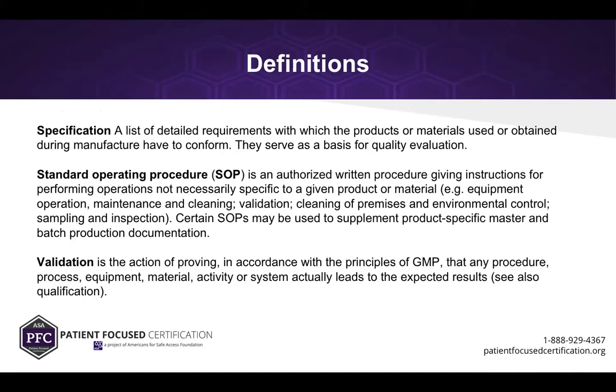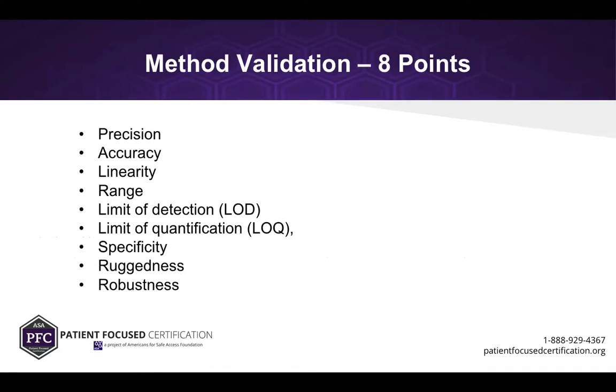A standard operating procedure, also known as an SOP, is a written procedure that gives instructions for how to perform a specific task within your facility. That can be cleaning, maintenance, operation of specific equipment, how to mix solutions together. An SOP really is the basis for your quality system to ensure that all of your employees are doing everything consistently the same. And validation is the act of proving, in accordance with the principles of GMP, that any procedure, process, equipment, material, activity, or system actually leads to the expected result that you want to have.